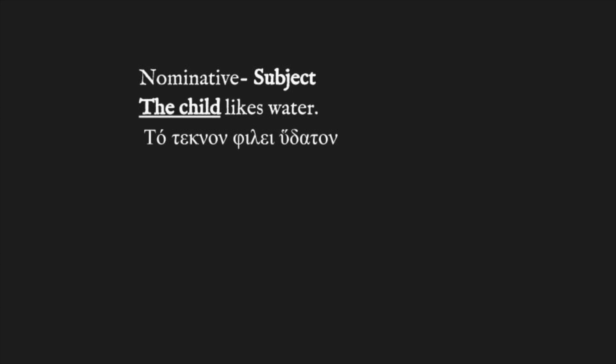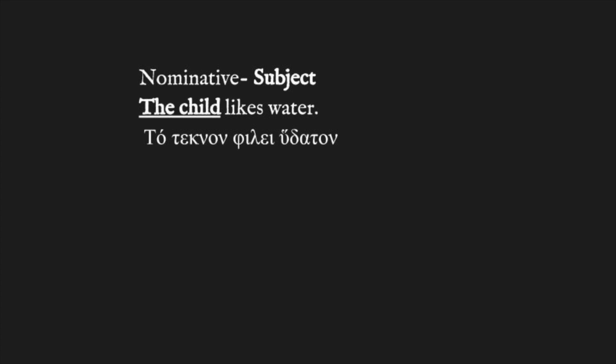But here are the 4 main cases in ancient Greek. There technically is a 5th, however, we will only be focusing on these 4. First, we have the nominative. The nominative is like the subject in English, which is just the noun that is doing the verb.